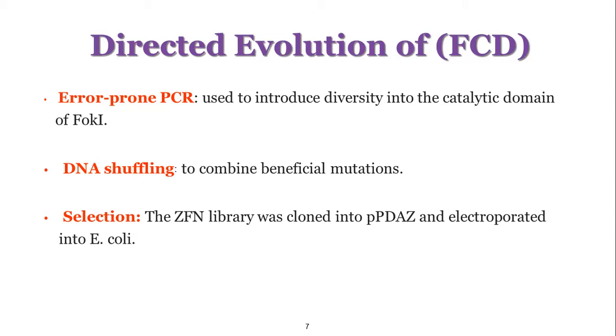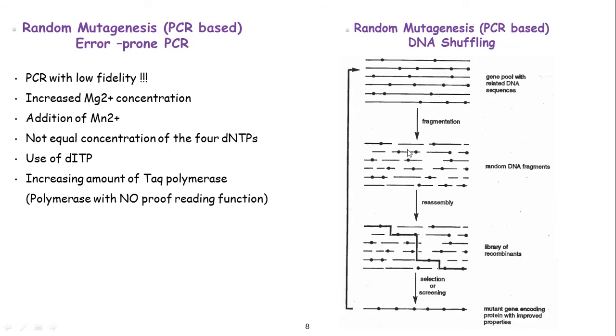The second approach is DNA shuffling to combine beneficial mutations, starting with a gene pool of related DNA sequences. After fragmentation, random DNA fragments are produced, which are reassembled to form a library of recombinants that is then selected or screened to choose the mutant gene encoding a protein with improved properties.